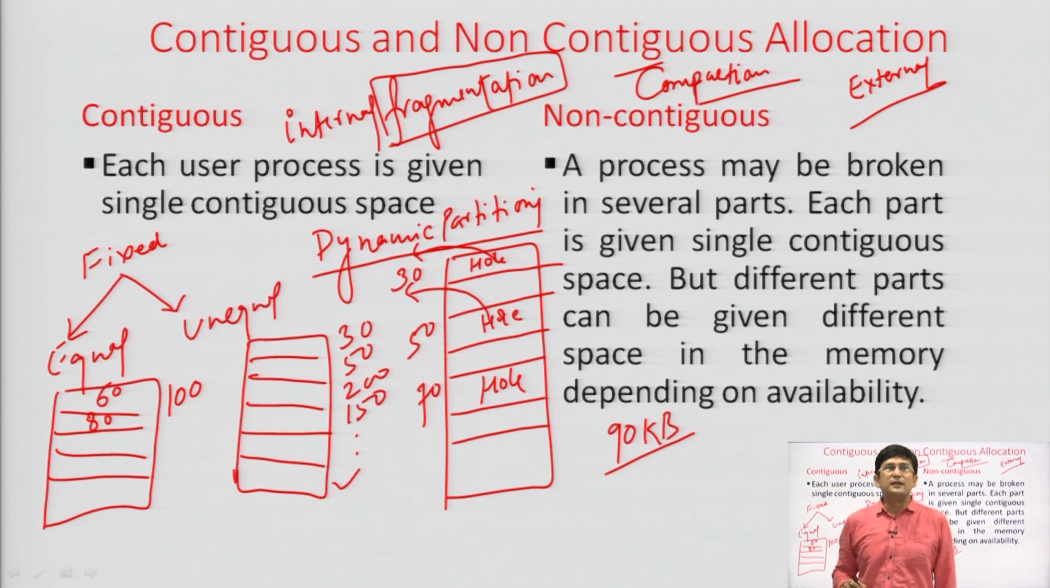We have also seen that compaction is a very costly scheme. When compaction takes place, the CPU is completely busy doing the relocation work only, and it is not able to execute any process at that moment. So, a lot of CPU time is getting wasted in this effort.